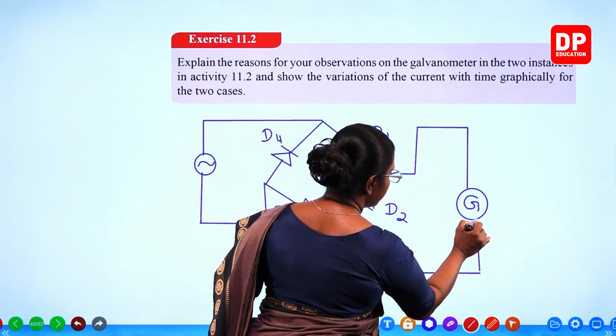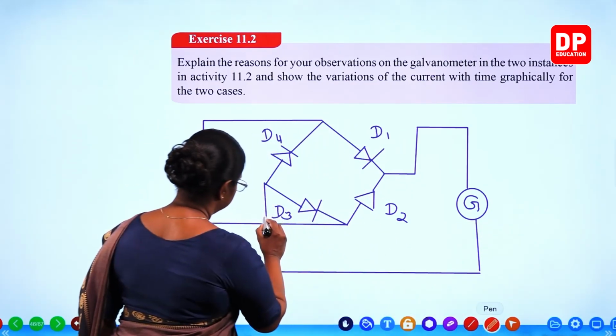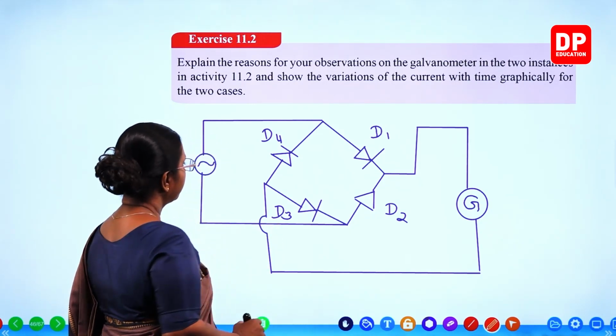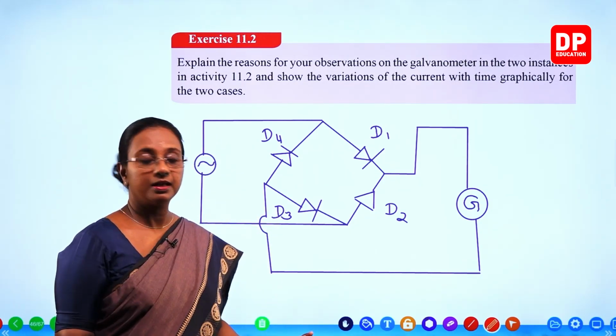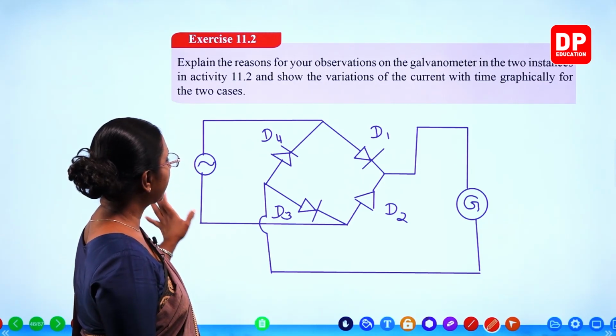This has to join with the galvanometer. So, here, now you can see the circuit is complete. When we provide the alternating current, what will happen?